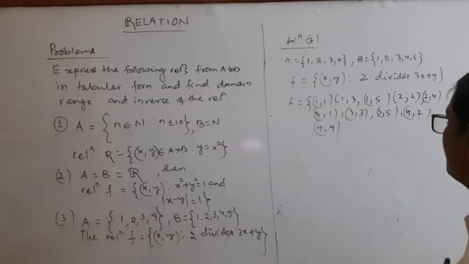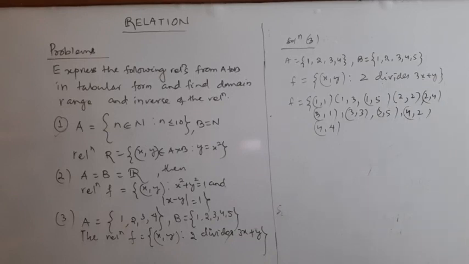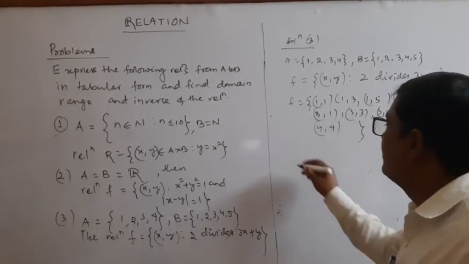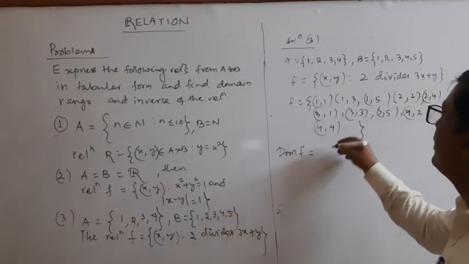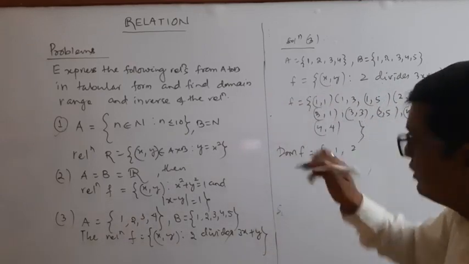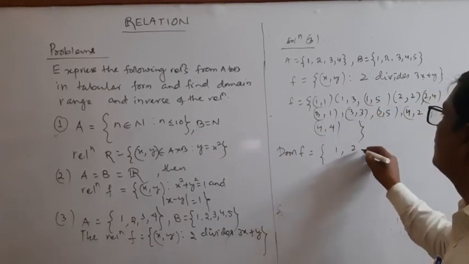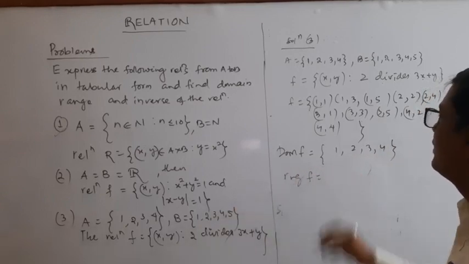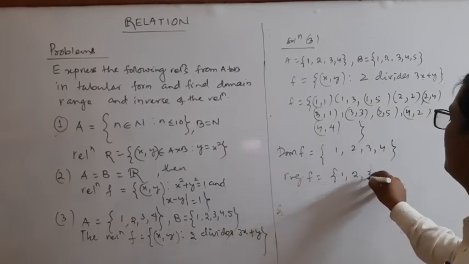Then (4, 4), (4, 5) not allowed, since 12 plus 5 is 17, odd. This is the tabular method. So what is dom f? Domain of the relation is the first component. The first component 1 is repeated, but you should write it only once, so {1, 2, 3, 4}. And range f is equal to the second component, that is {1, 2, 3, 4, 5}.